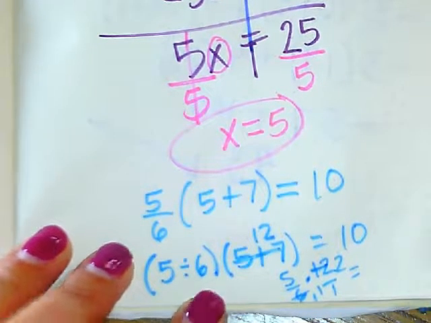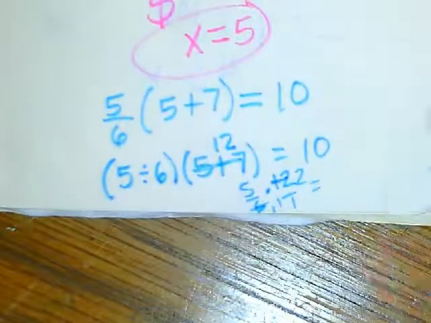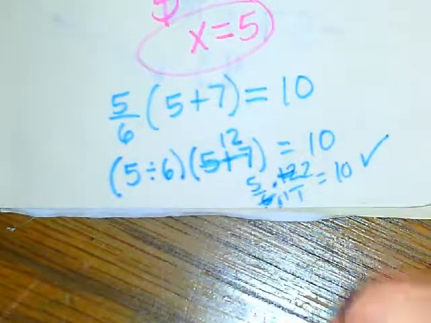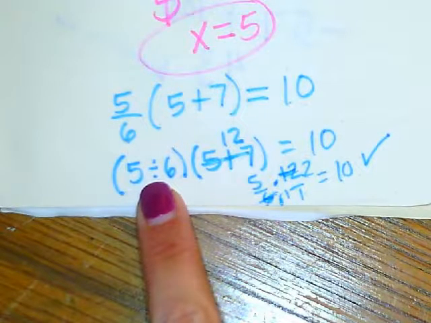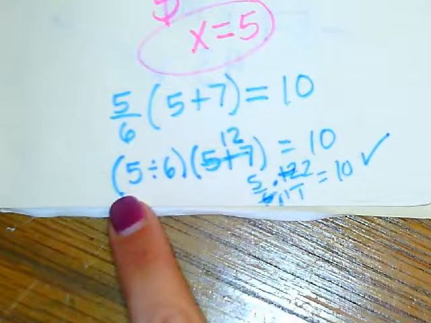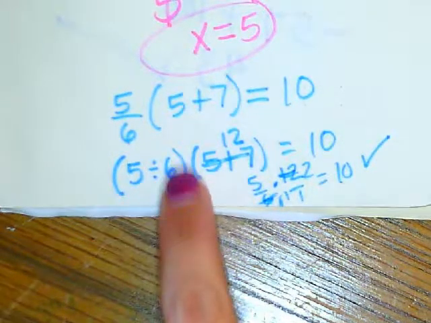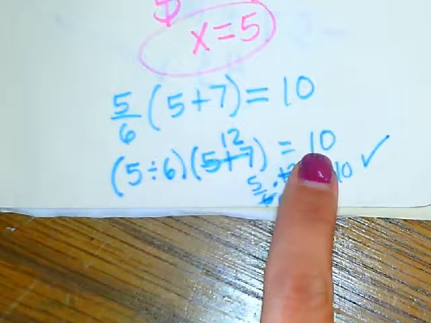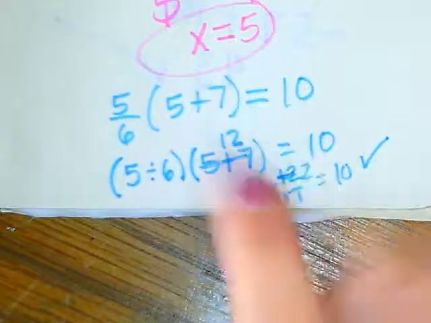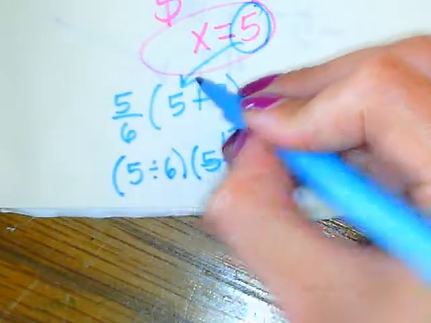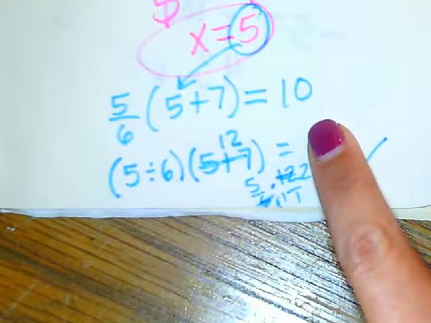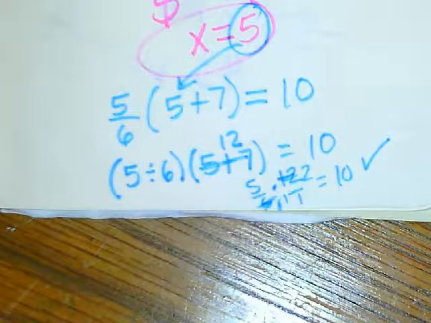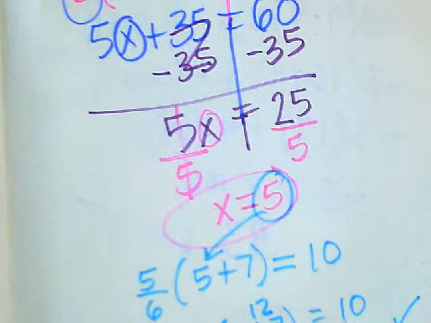6 and 12 cancel out. 6 goes into 6 and 12 by 6, and 5 times 2 is 10. So my answer is correct. But again, you can type this in the calculator just like it is here. Parentheses, 5 divided by 6, parentheses, times 5 plus 7, parentheses, and then see if it gives you 10. So you can check your answer by plugging in that 5 right here into the x, and it'll give you the answer using the calculator. So make sure that you plug your answer back into the original problem to double check. Okay? And that was problem number 12.